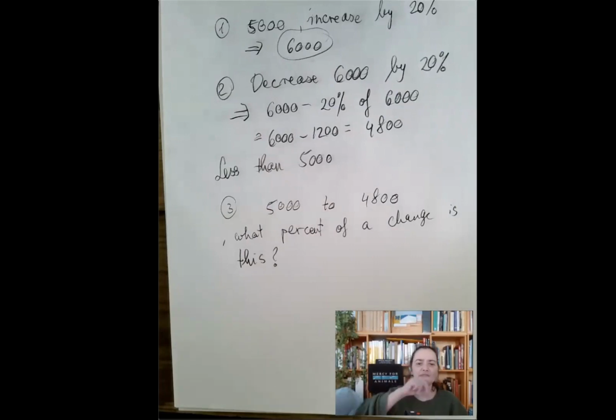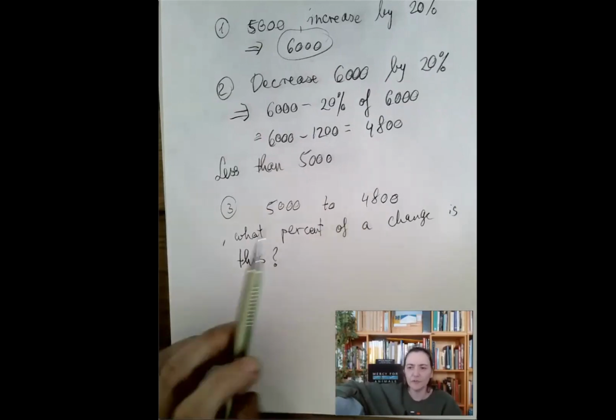Oh, you're doing something. You know what? You got the right number. I don't know what you did. You do something faster than what I'm doing, but good. You just didn't interpret it right. What you got is, you said 4,800 is what percent of 5,000.